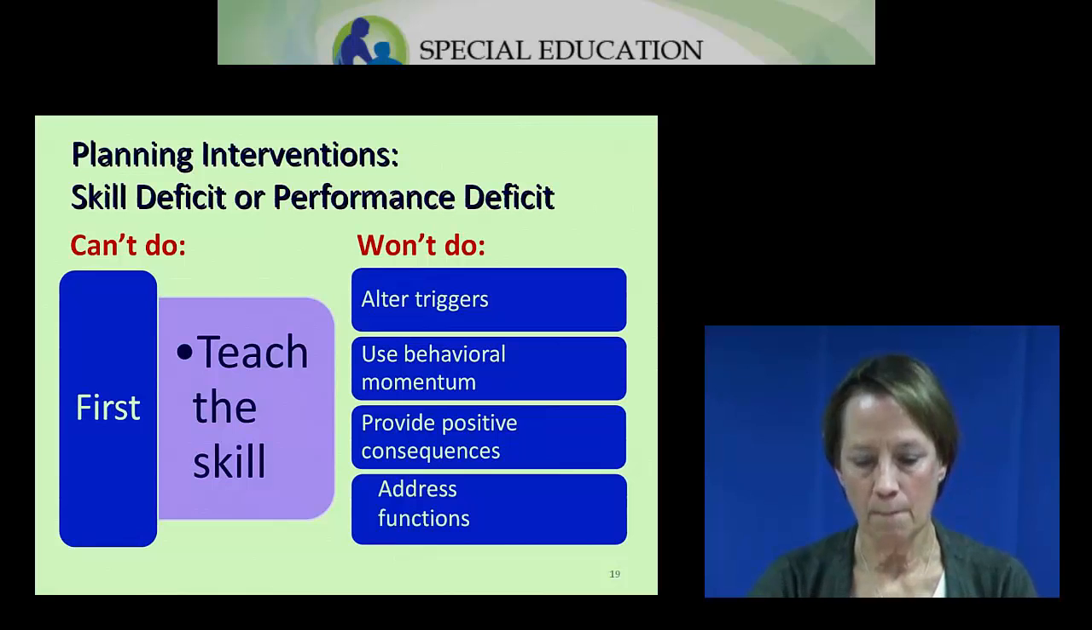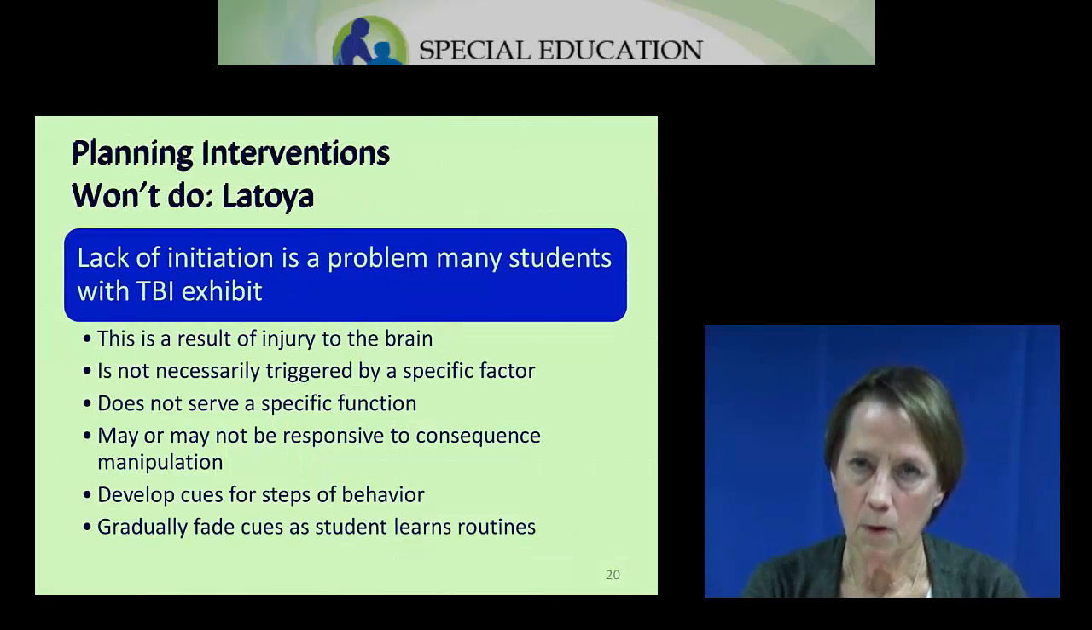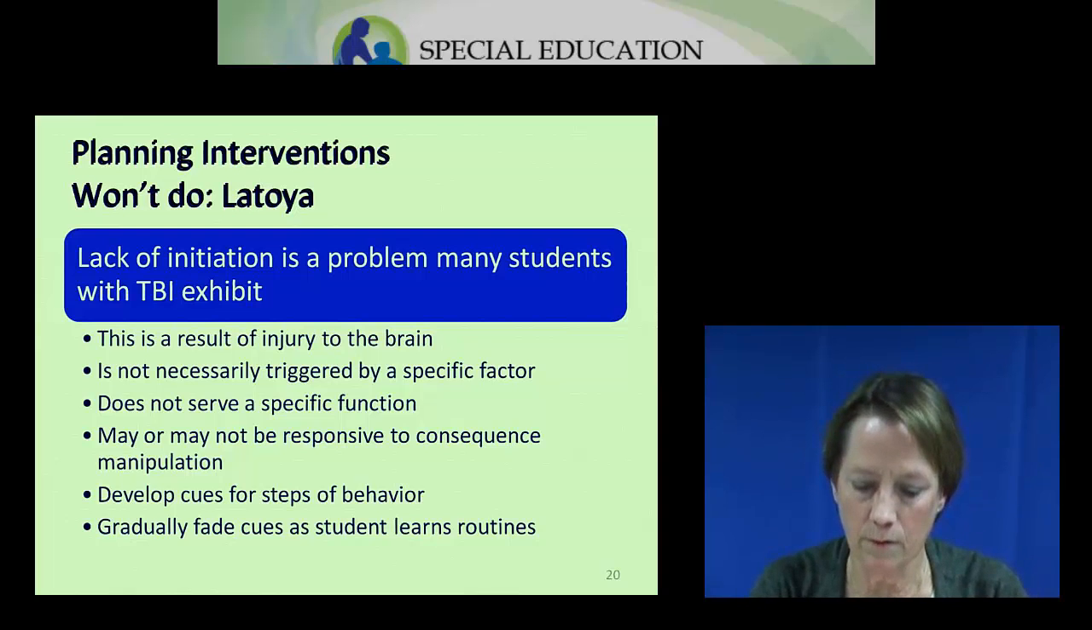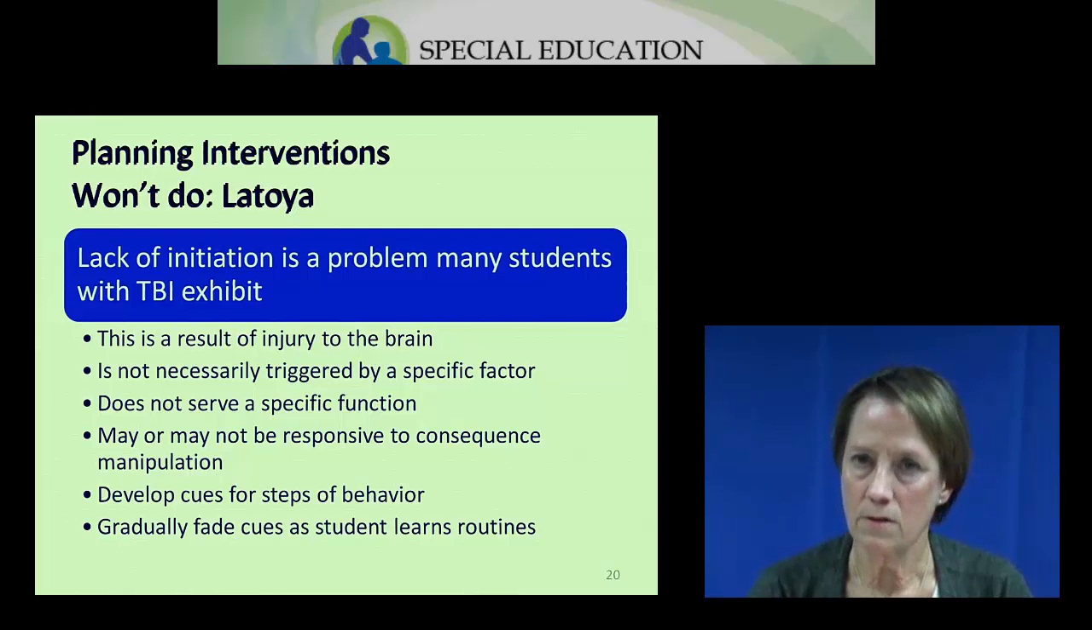But I'd like to talk for a minute about LaToya. In most of this webcast, we're going to be focusing on disruptive behavior or externalizing behavior. But LaToya's behavior is what we call internalizing behavior. She has a lack of initiation, and this is a problem that we very often see in students after TBI. It's important to remember that this lack of initiation is actually the result of injury to the brain, to the frontal lobes where executive functions are regulated. It's not necessarily triggered by a specific factor, and it doesn't necessarily even serve a specific function for the student.